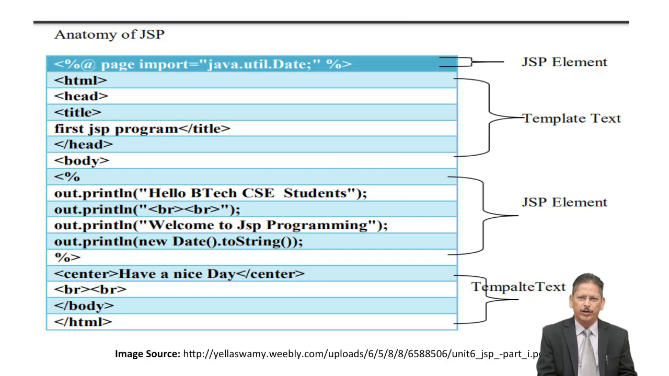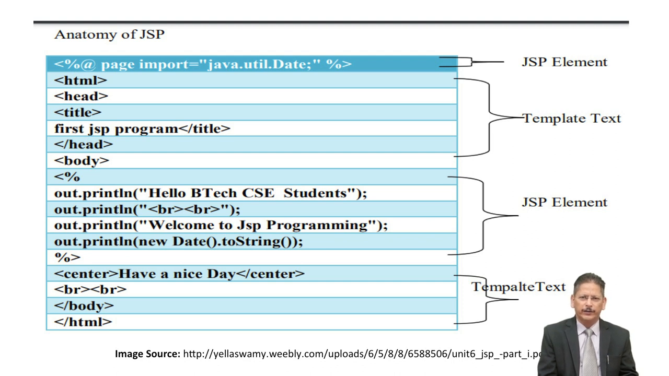In the first line, this is called a JSP element. In the first top line, which is @page import, this is <%@ page import java.util.date. Suppose we are working on the date and time function, so we must write here page import java.util.date. Suppose we are working on a mathematical function, then we will write <%@ page import equals to java.util.math. And this double quotes will close, semicolon will close, and percentage and greater than sign will close.